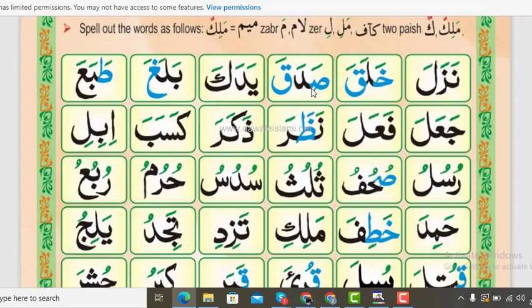Next one is Sad Fatha Sa, Dal Fatha Da. It is Sada. See, I'm using two letters' sound together first, and then I'm doing the third one, because this is the good way and the actual way of reading a word. Sada, and then Qaf Fatha Qa. Altogether it is Sadaqa.